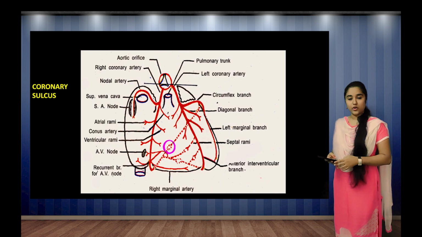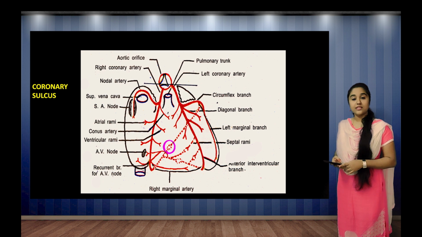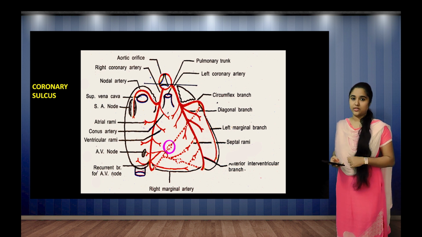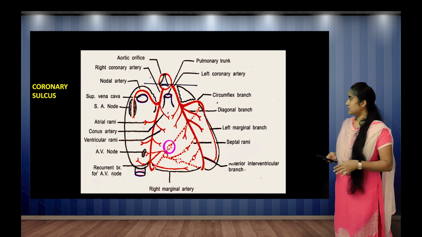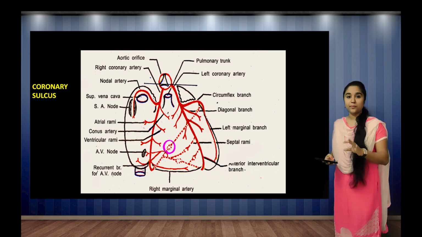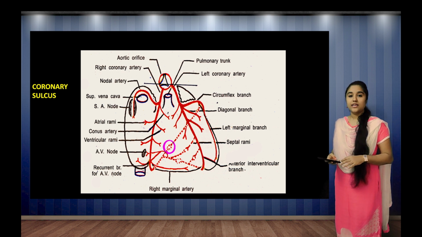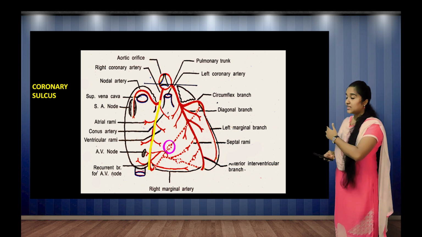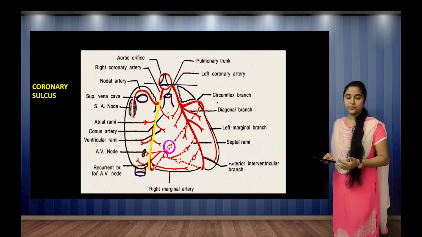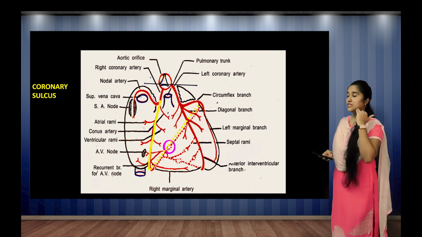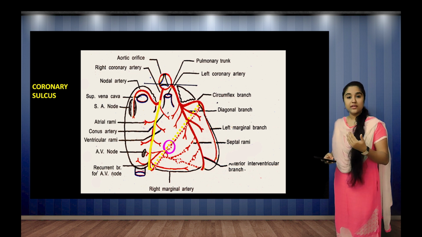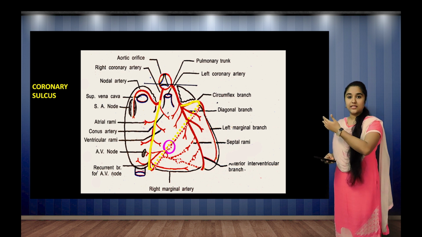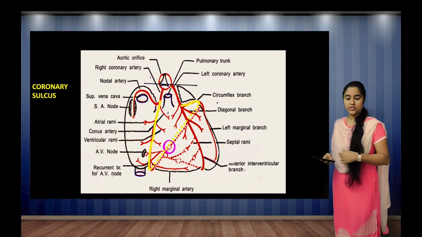Now, what do you mean by coronary sulcus? Coronary sulcus is none other than the atrioventricular groove. This coronary sulcus or the atrioventricular groove has three parts. The first part is seen over the right anterior part, that is the right anterior atrioventricular groove. The second part is seen posteriorly, that is the posterior atrioventricular groove. And the third part is seen on the left side anteriorly, that is the left anterior atrioventricular groove.